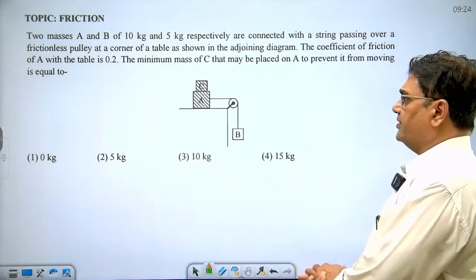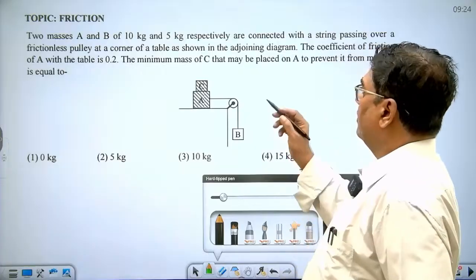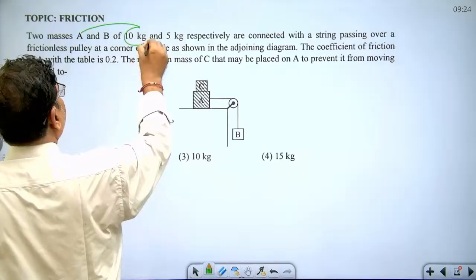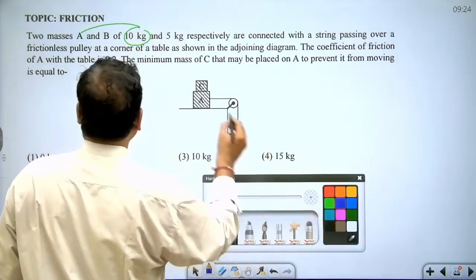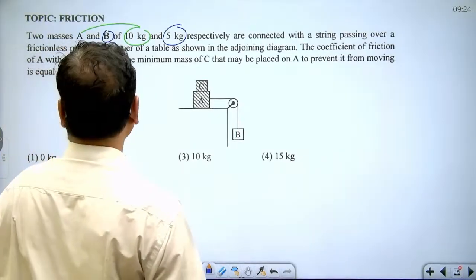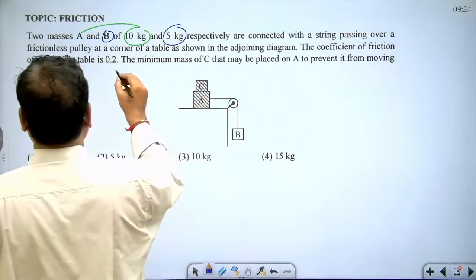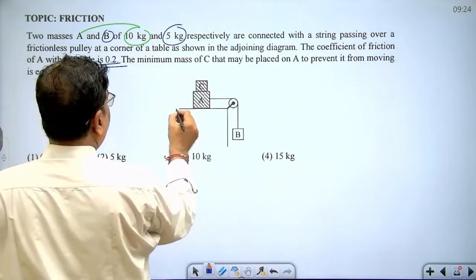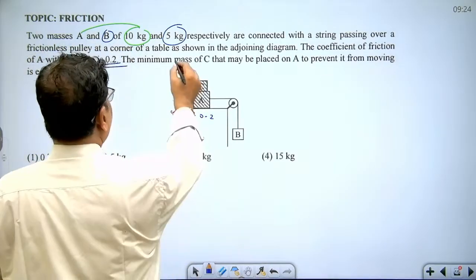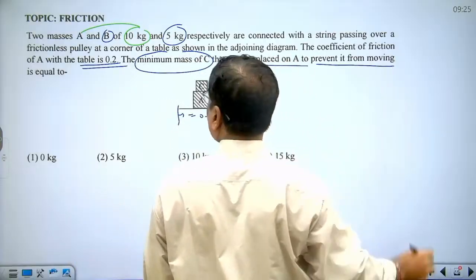Now let's see a simple question. In the figure, two masses A and B. The mass of A is 10 kg and mass of B is 5 kg. They are connected with a string passing over a frictionless pulley at a corner of a table as shown in the figure. The coefficient of friction of A with the table is 0.2. Find the minimum mass of C, so that when it is placed on A it prevents it from moving.